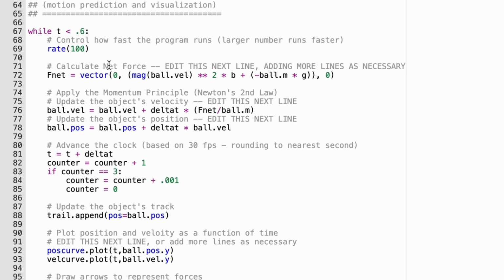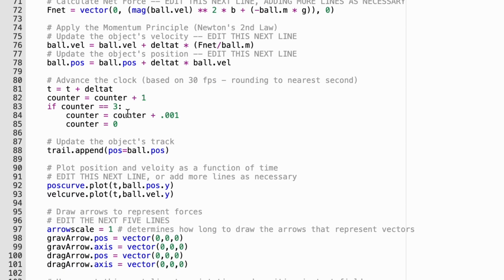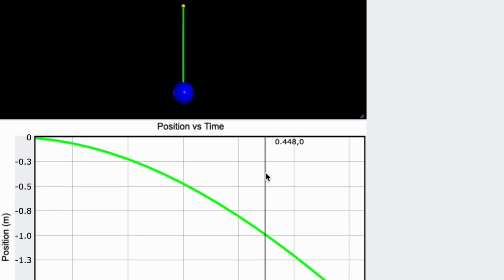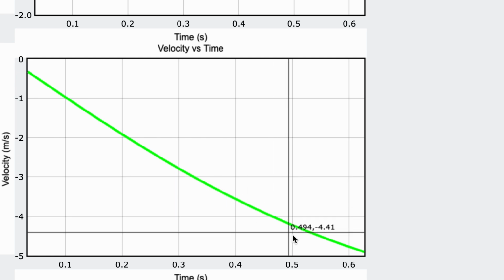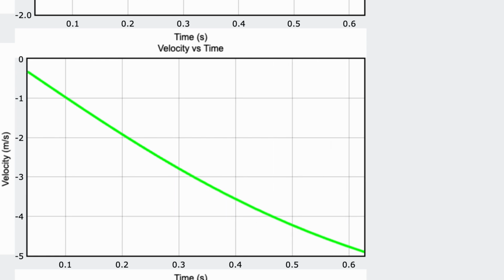Therefore, the way we calculate net force is much different. It seeks to calculate the drag force and add it to the gravity. To calculate the drag force, we take the magnitude of the ball's velocity squared times the proportionality constant, plus the force of gravity, which is just negative ball's mass times gravity. The velocity and position update formulas are the same. The counter is the same. When we run the program, we get a very similar downward exponential curve, and the velocity again seems to be increasing at a constant rate.